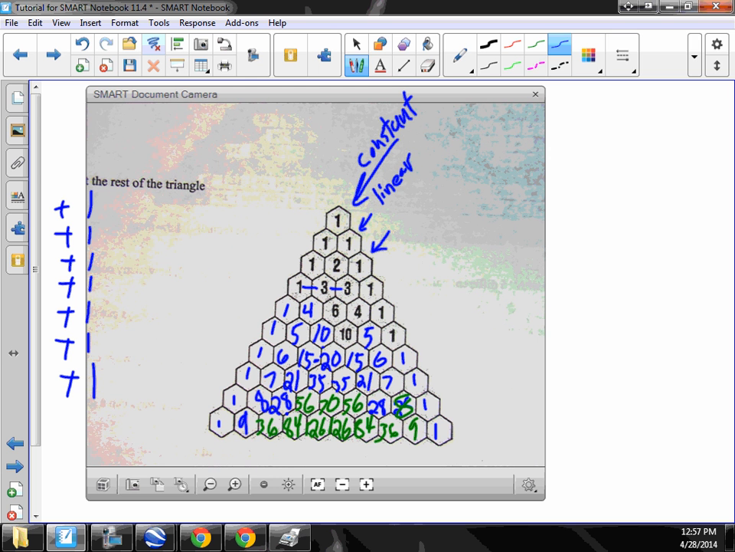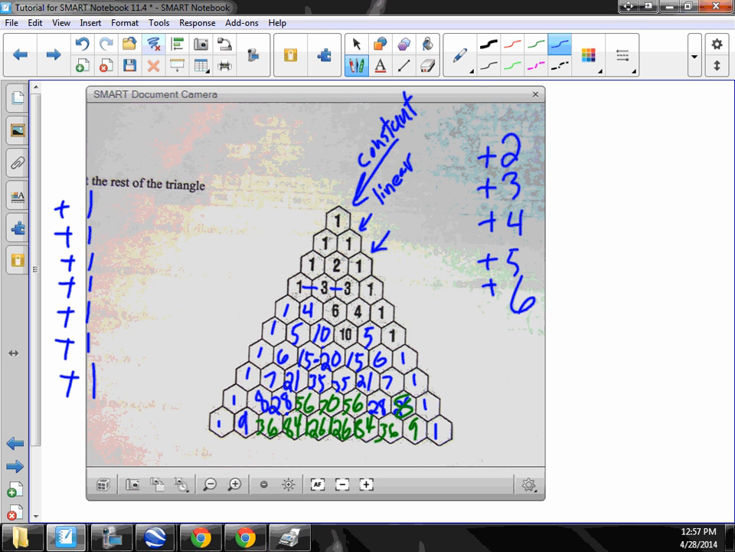So let's look at the differences. Plus 2 plus 3 plus 4 plus 5 plus 6. So this is my first difference. And my second difference is going to be plus 1 plus 1 plus 1 plus 1. So my second differences are constant, which means that my original equation would be quadratic.